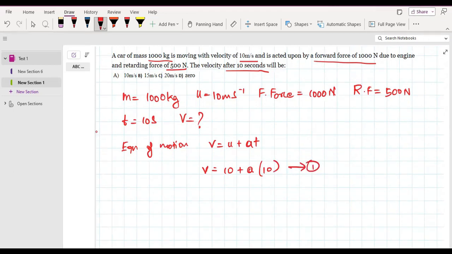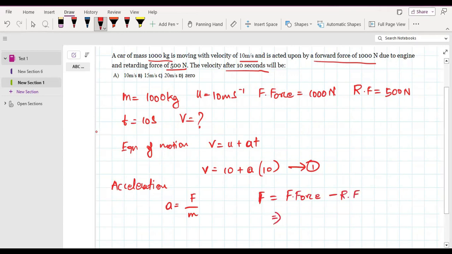இப்போ acceleration கண்டுபிடிக்கிறதுக்காக கொடுத்திருக்க given வச்சு நம்ம என்ன பண்ணிக்கலாம்? a is equal to F by m. F is equal to ma formula நான் மாத்தி arrange பண்ணிருக்கேன். And F is equal to what? Forward force minus retardation force. So that 1000 Newton minus 500 Newton gives you the net force will be 500 Newton.